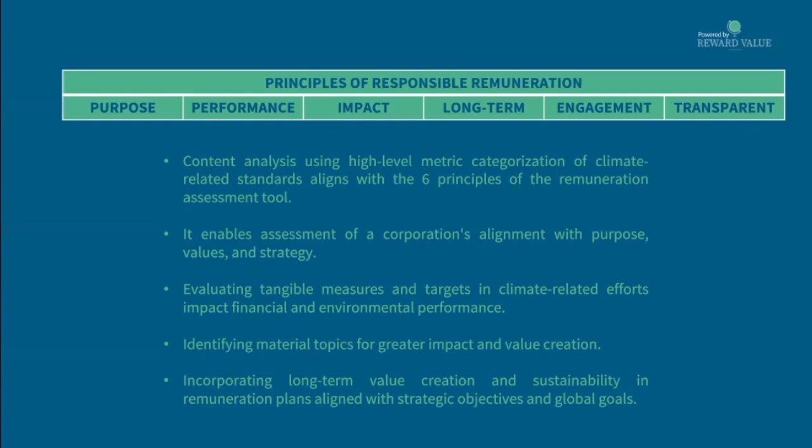Analyzing the climate-related disclosure standards within the topical environmental category is a step towards leveraging the information we need to develop an all-encompassing remuneration assessment tool that, in the end, would ideally consider all aspects of non-financial performance metrics.